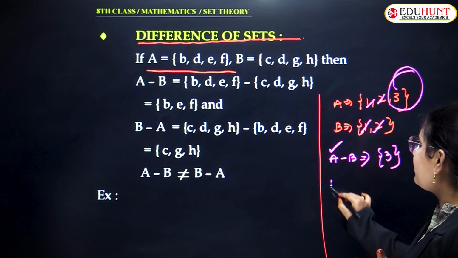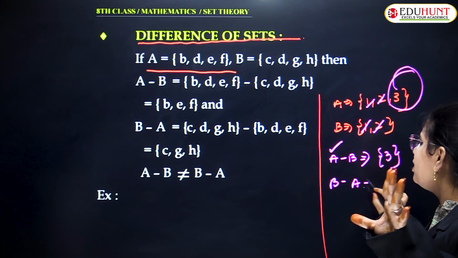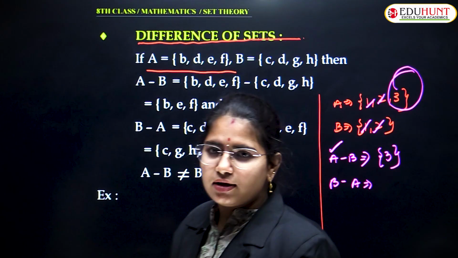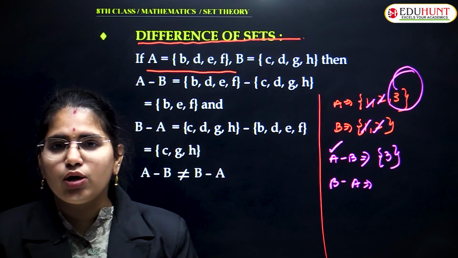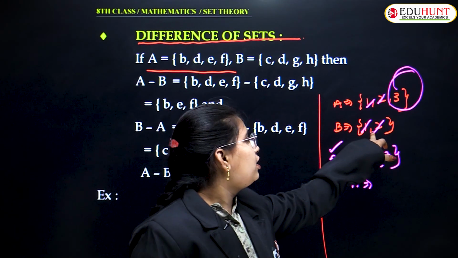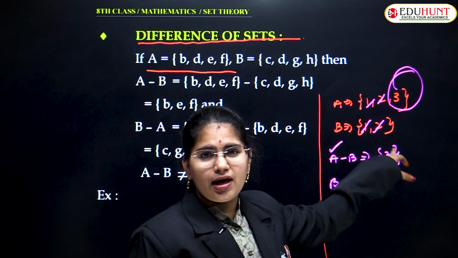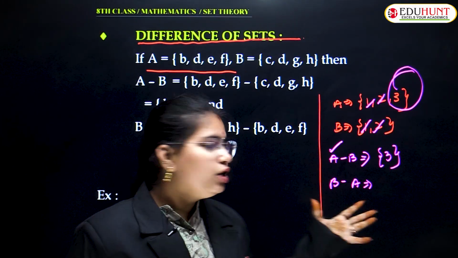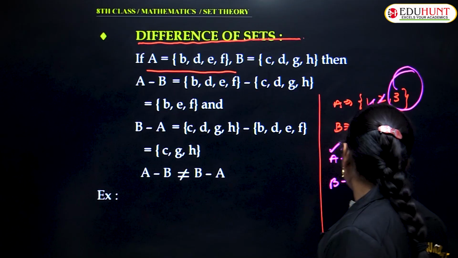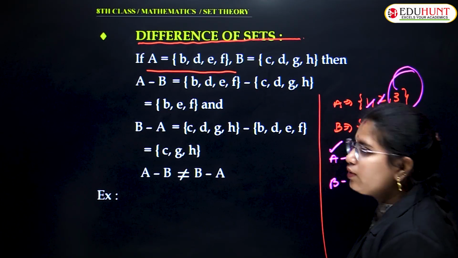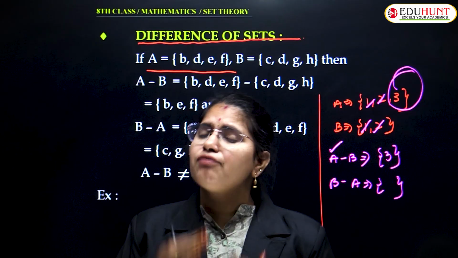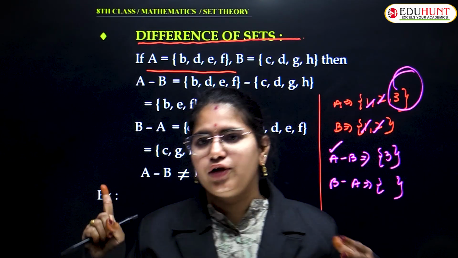If you are writing B minus A, somebody is asking me, ma'am, what is the value of B minus A then? B minus A, how will you put it down? The same thing you will eliminate. Do you find any element over here? No, right? So it will be 0. You don't find any element over this. It's a null or empty set, right? Whenever you have the elements in B, do not get confused.